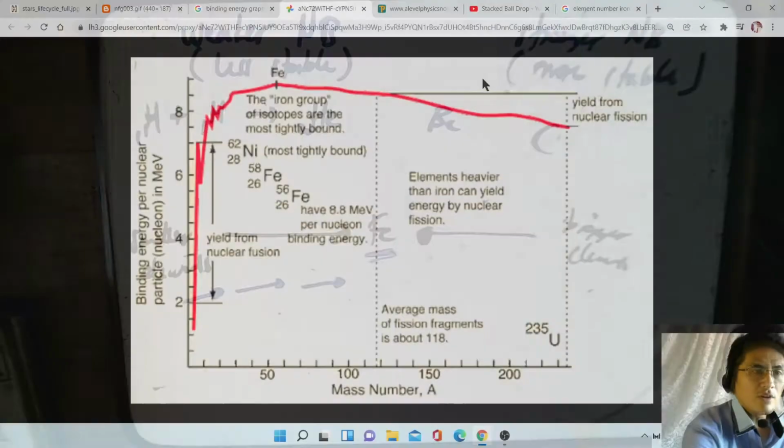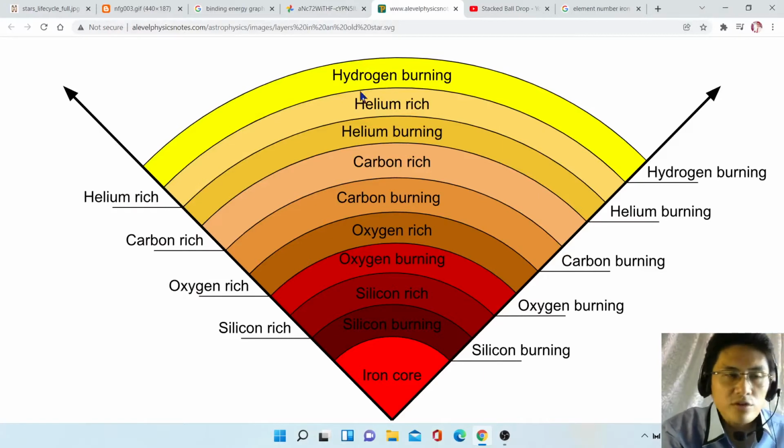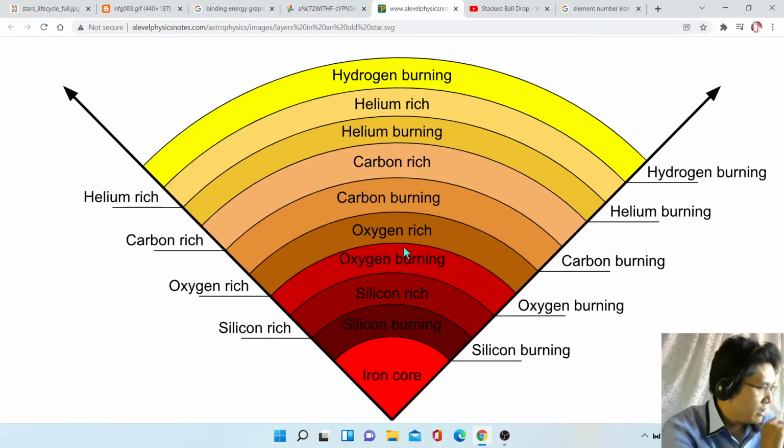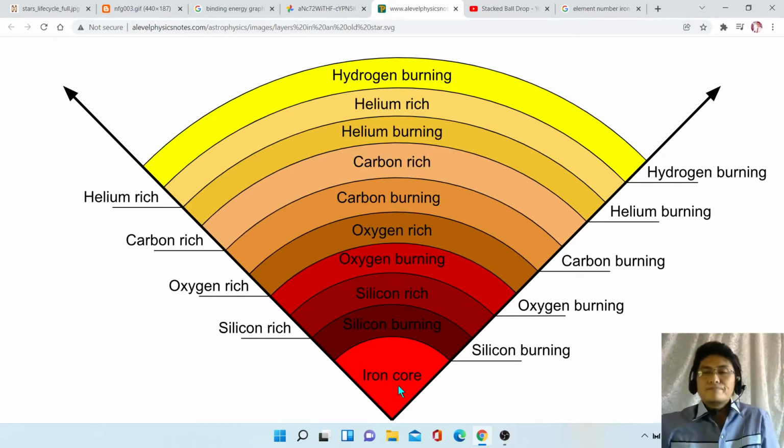And that's why, if you look at the stars, hydrogen fuses to become helium, the helium is fused to become carbon, the carbon plus another helium will form oxygen, right? And then oxygen will form silicon, and eventually it becomes iron. And guess what? When it becomes iron, will it continue fusing?